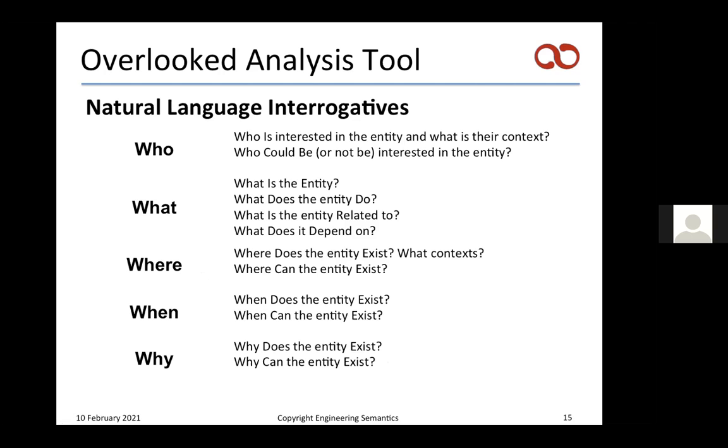But in terms of analysis, you don't have to know a lot about identity, theory of identity, or mereology, perhaps, or plurality for that matter. But you can just ask these questions. Everyone should know these interrogatives. And you can ask, what is this entity? What does the entity do? Where does this entity exist, or when does this entity exist?